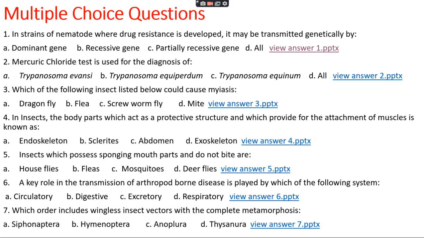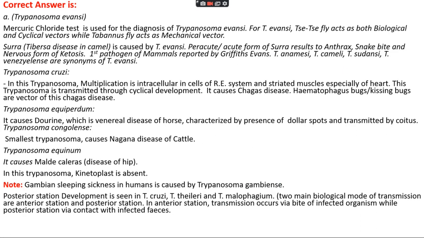Okay? Question number two: mercuric chloride test is used for the diagnosis of option A, Trypanosoma evansi; option B, Trypanosoma equiperdum; option C, Trypanosoma equinum; or option D, all. The right answer is option A, that is Trypanosoma evansi. Okay. Mercuric chloride test is actually used for the diagnosis of Trypanosoma evansi.